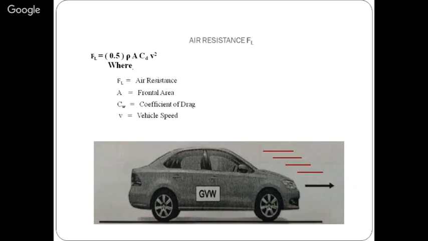So when we are accelerating, we are requiring more power. In case of a passenger car, we are requiring more power when we are accelerating. That's why my power to weight ratio is more.